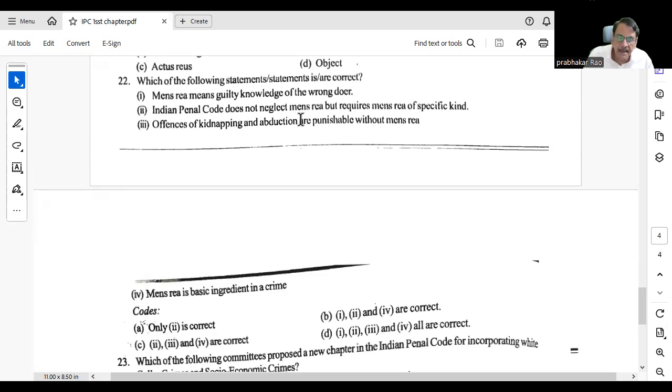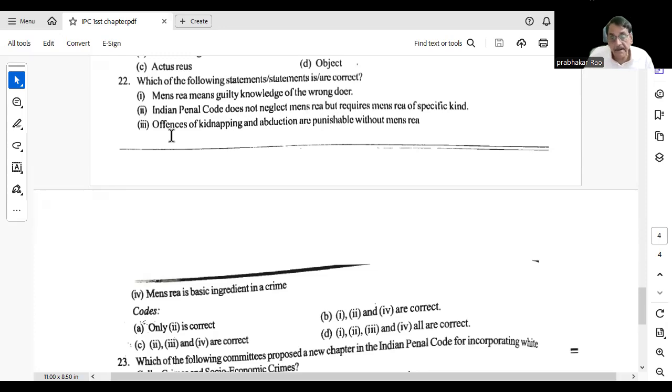Indian Penal Code does not neglect mens rea but requires mens rea of a specific kind. It is correct. Even in the case of negligence and other things also, a shade of criminal intention is required. Similarly, in kidnapping and abduction, we are saying mens rea is not required, and it does not mean that a guilty mind is not required. I already told you that the prosecution shall not be burdened to prove mens rea, but mens rea will always be there in every action. Whether it is a criminal action or not, a good thing, a pious thing, a beneficial thing, intention shall always be there. That's why Indian Penal Code does not neglect mens rea.